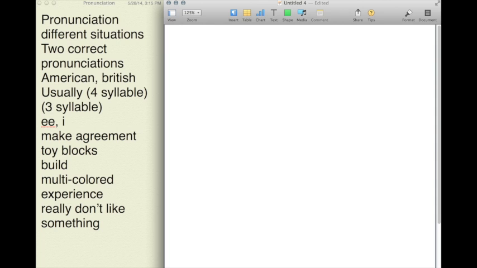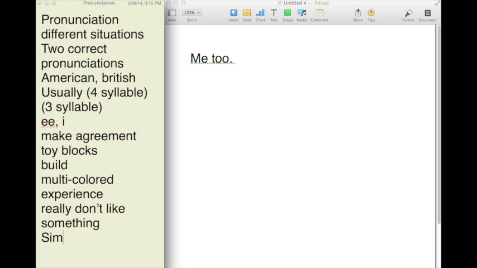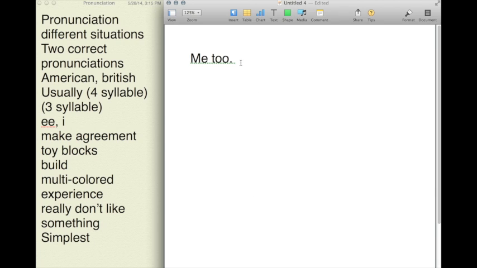Now to all of these, we could just say me too. And this is the simplest. This is the absolute simplest one. Now, do we need to change this in any way to say do or am? No, it's always the same.